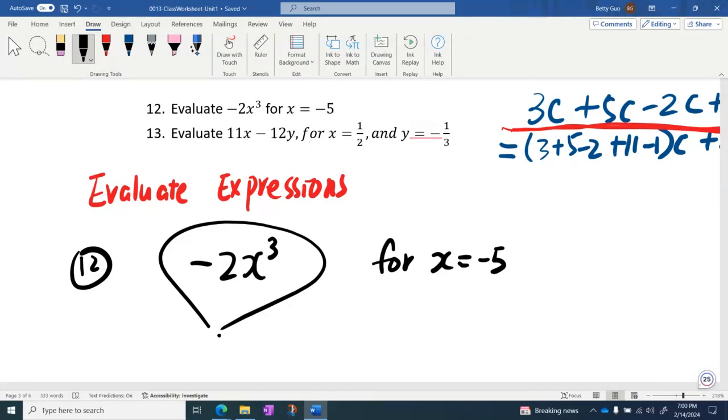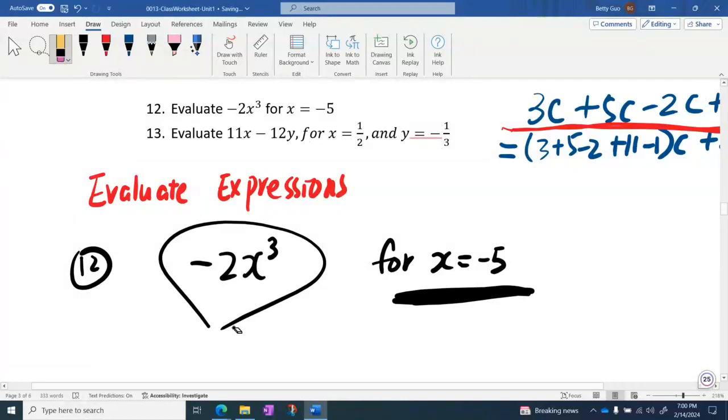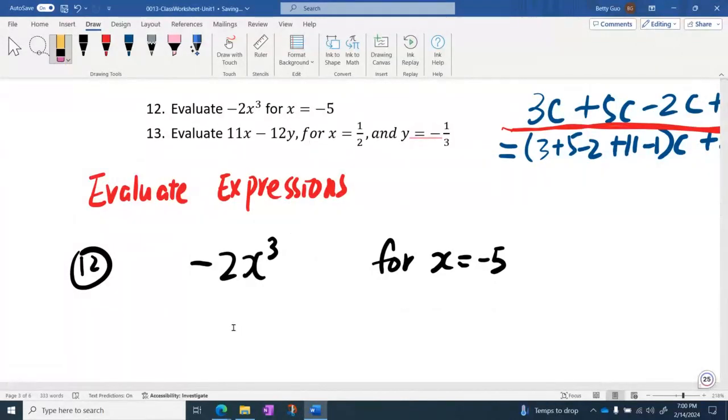In order to know the value of the expression, we have to know the value of the variable x, because the value of the expression depends on the value of x. The question tells us the value is -5. So we are going to find out what the value of the expression is when x assumes -5. The purpose of this problem is to show you how to plug in.